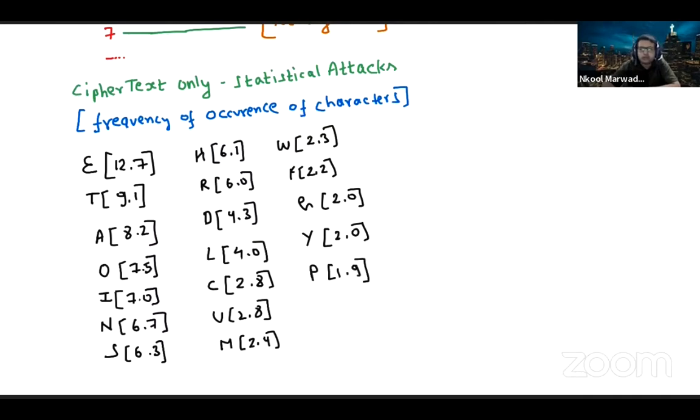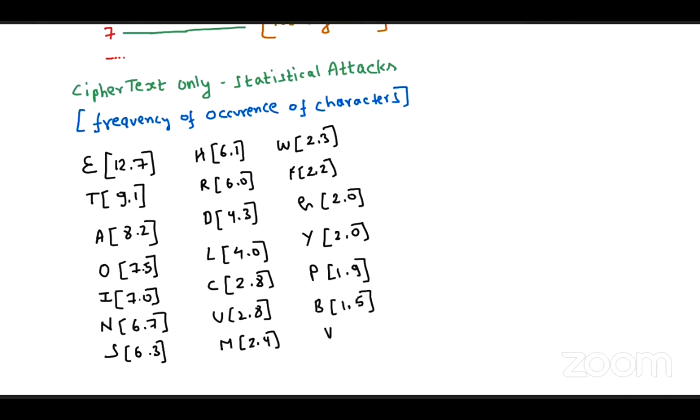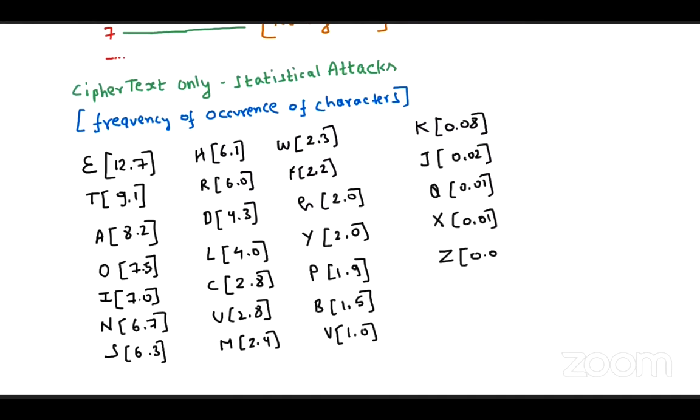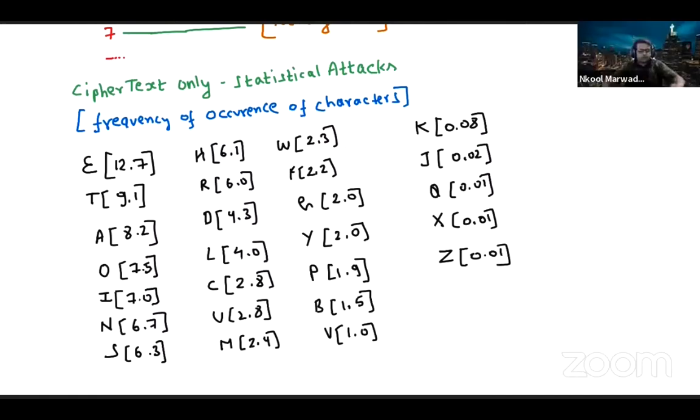Capital B, 1.5. So B has a very small frequency. V is just 1.0. Then K, it is just 0.08, very less. Then J, it is 0.02. Q, it is 0.01. X, it is 0.01. And capital Z, it is 0.0. This is the frequency table.